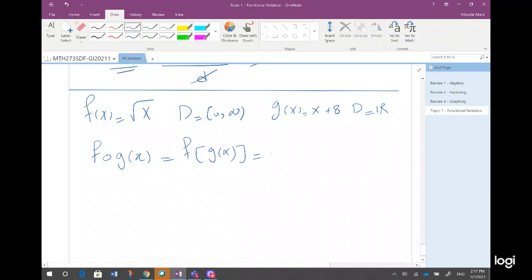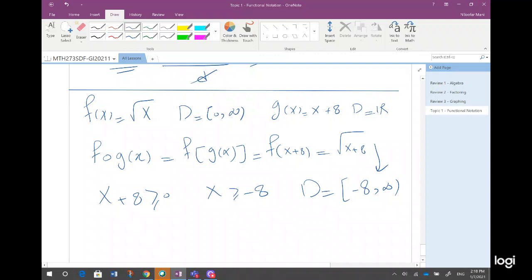Which is radical g of x. So now I do it step by step. It is f of x plus 8, which is radical x plus 8. What is the domain here for f of g of x? I cannot say I start from 0 and go up. No, because x plus 8 must be positive, and it can be 0. So x is at least minus 8. So the domain here is from minus 8 to infinity.